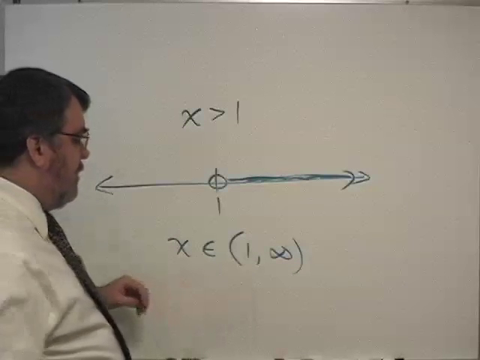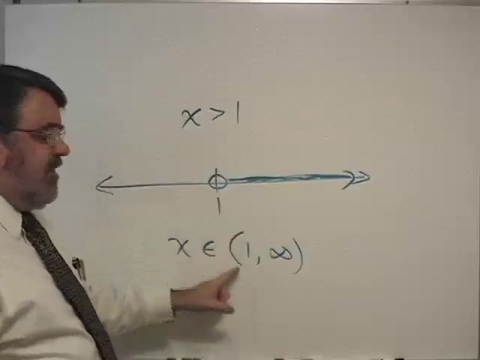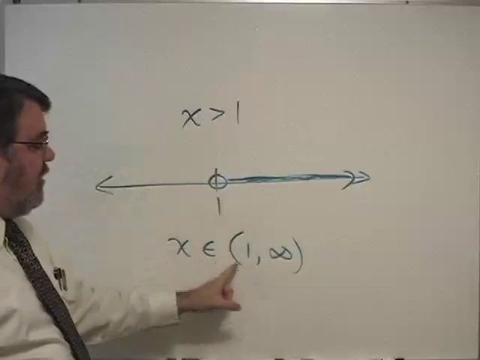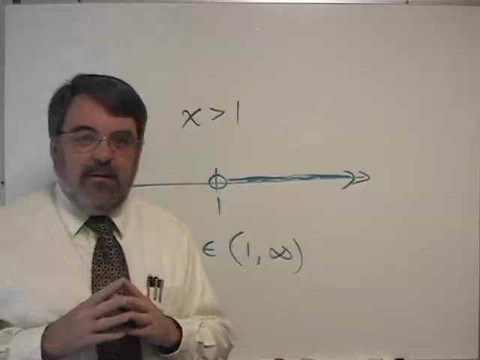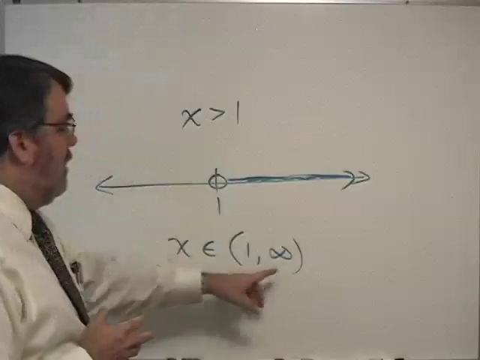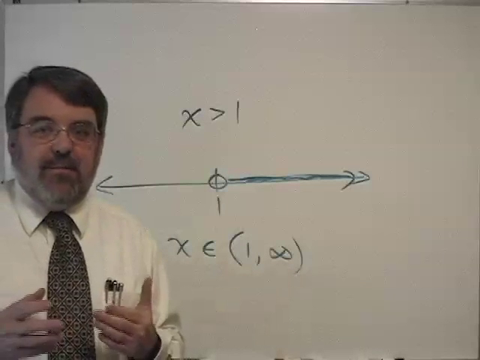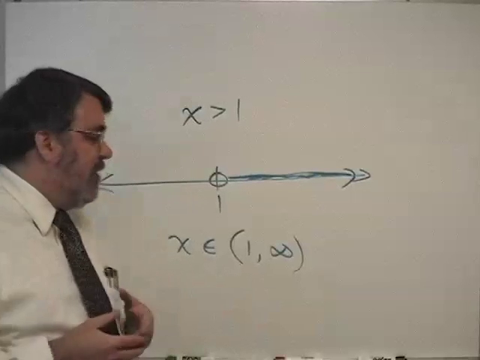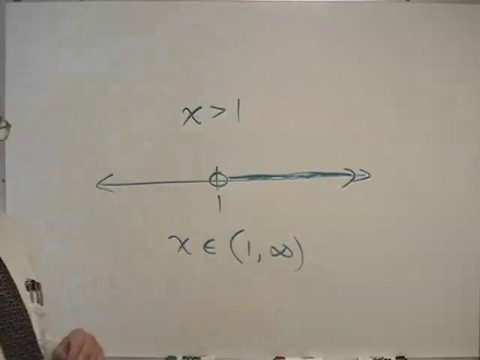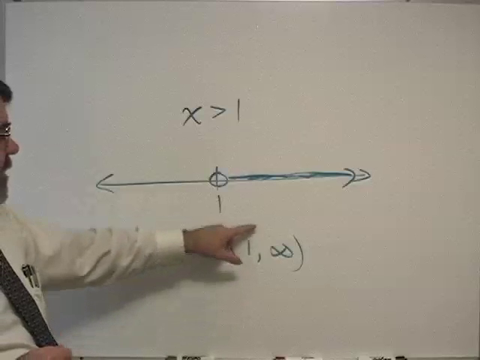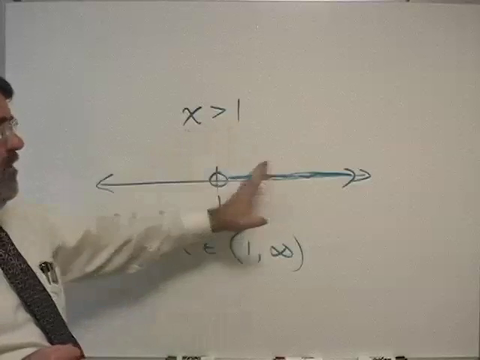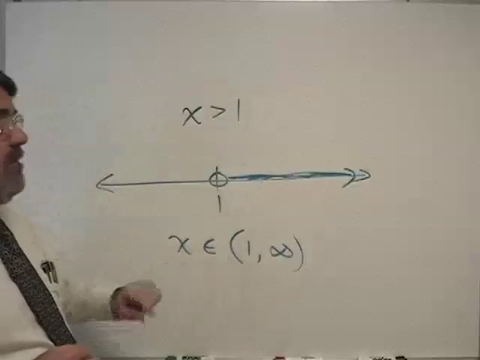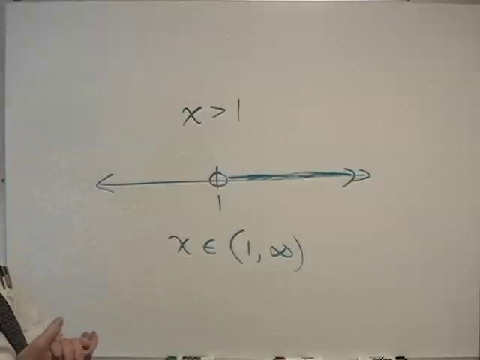I have a parentheses here because we're not including 1. So always use a parentheses when you're not including the number as an equal to. Infinity always gets a parentheses symbol next to it because you cannot close off infinity. So infinity always, no exceptions, has a parentheses. But this number has a left parentheses because x is greater than 1. If this read greater than or equal to 1, then I would use a bracket symbol next to the 1. I'll show you one of those momentarily.